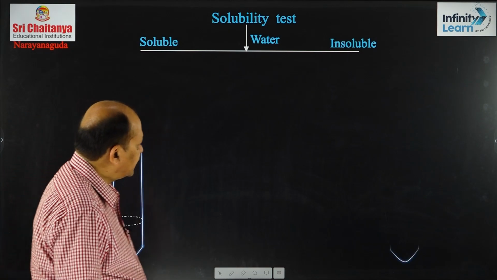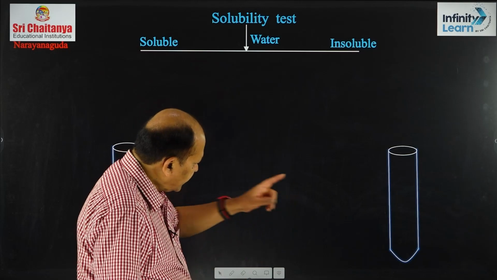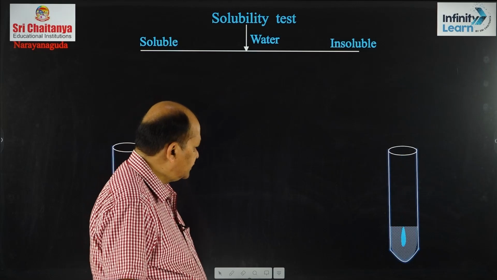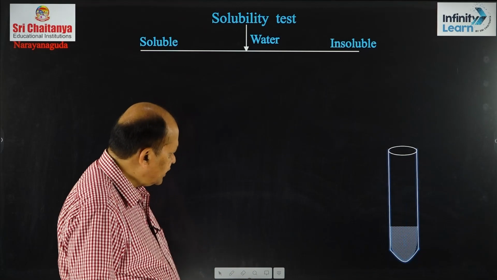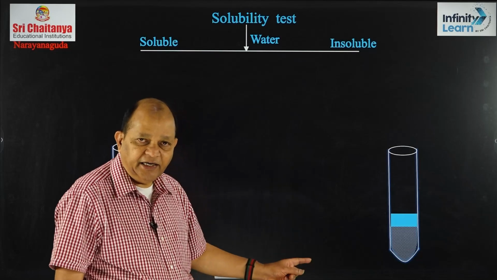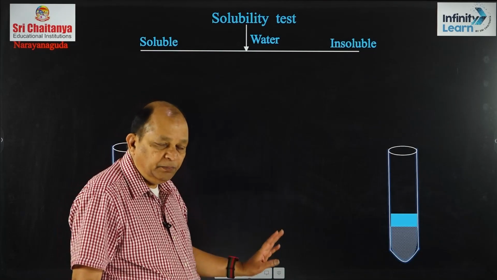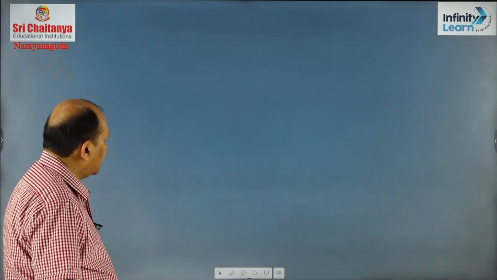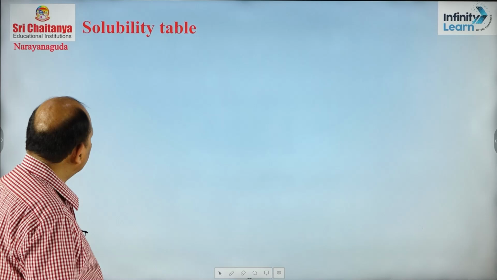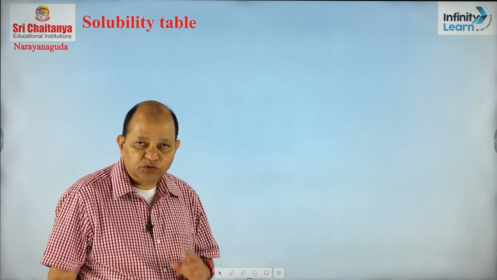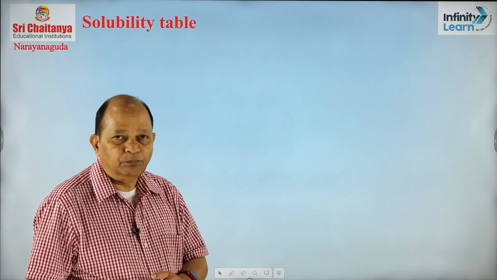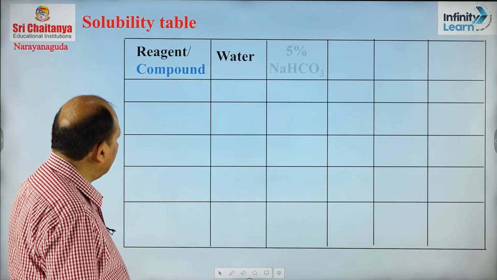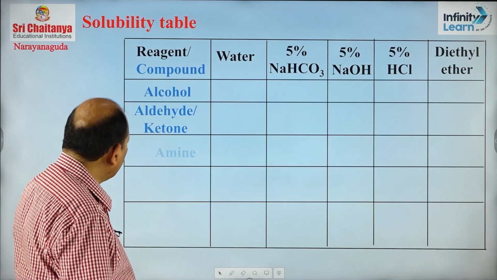In case the compound is not soluble, what happens? Again you take a test tube, fill it with the compound, add water, and observe. You will get 2 layers like this, indicating that the compound is insoluble. Based on whether the compound is soluble or not, you are going to find out the classes of compounds. The solubility table will be very useful to find out to what class of compound the given compound belongs. Here you have different reagents and different classes of compounds.